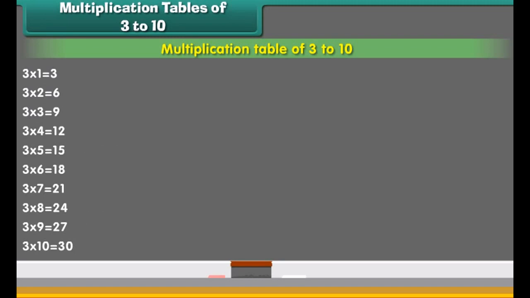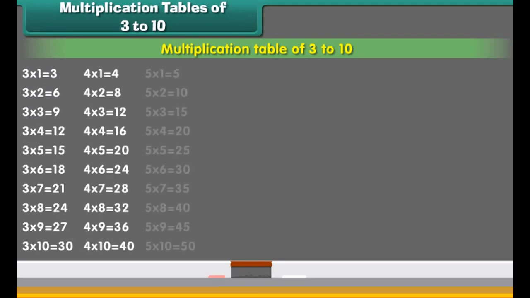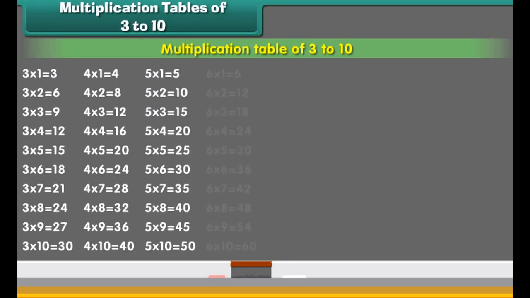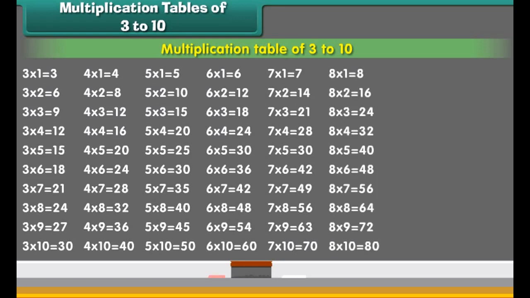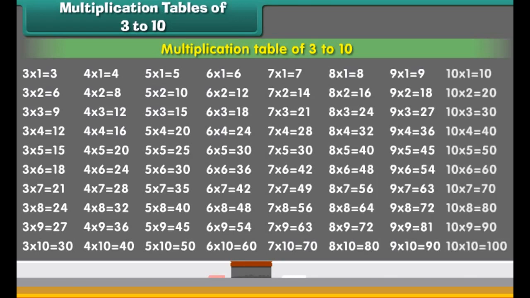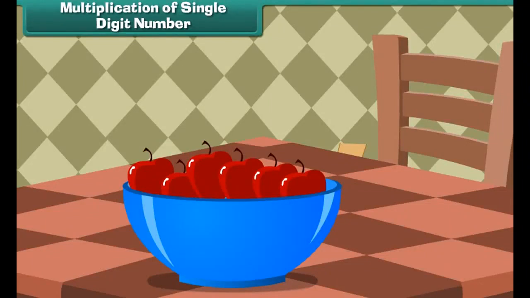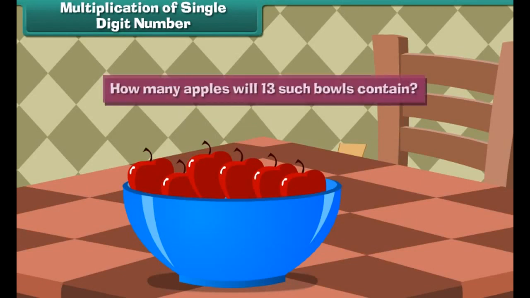Multiplication tables of 3 to 10. Let us now learn the multiplication tables of the numbers 3 to 10. Let us start with the table of 3. Now the table of 4. Table of 5. Tables of 6, 7, 8, 9 and 10. Self-assessment. It is time to recall multiplication facts. Drag and drop the correct options into the boxes.